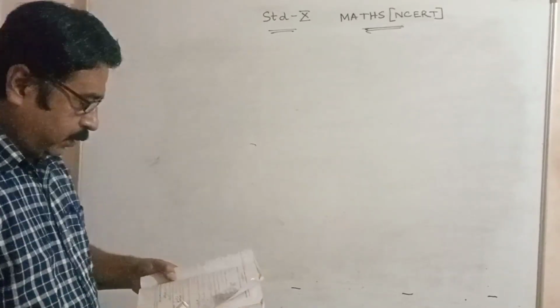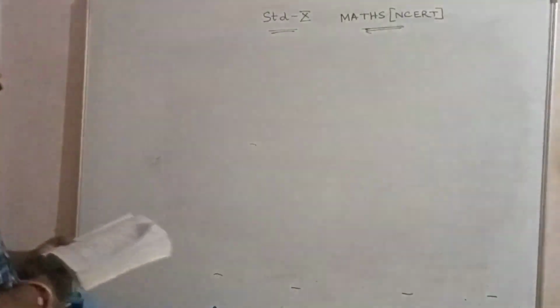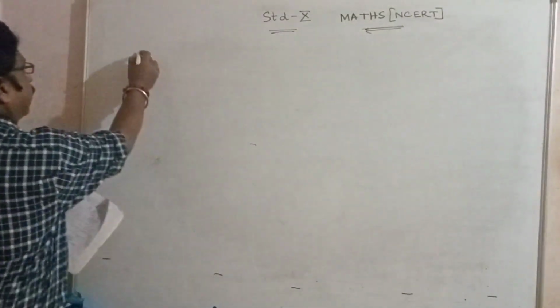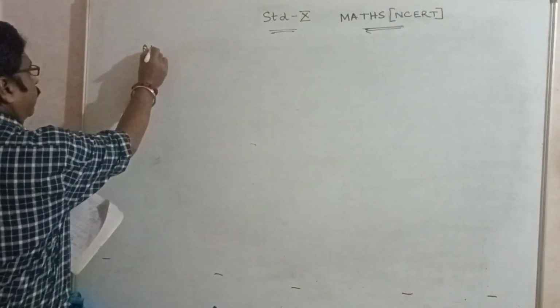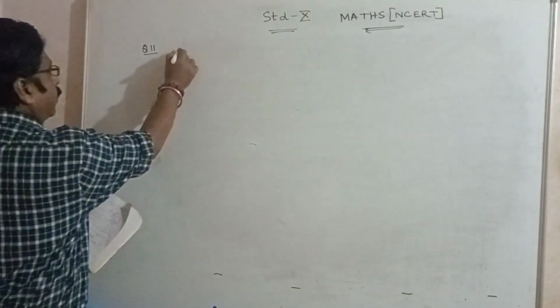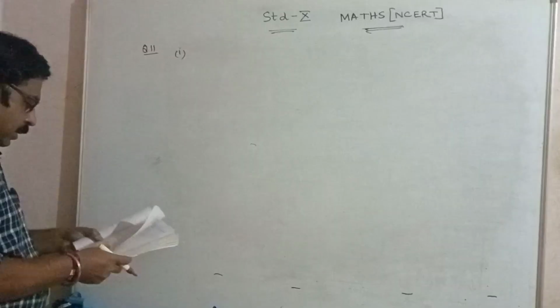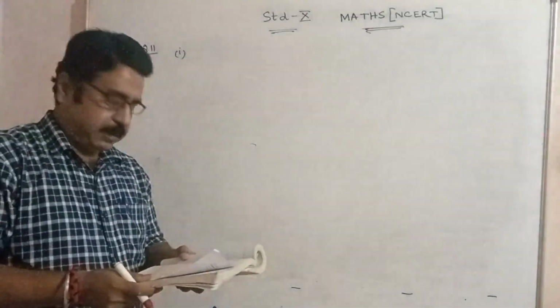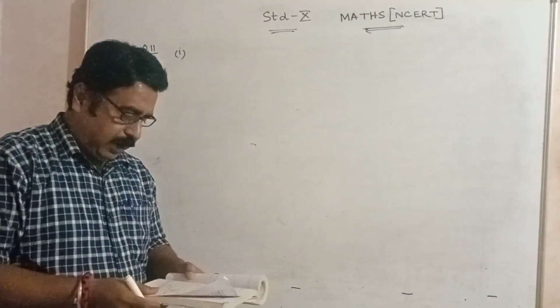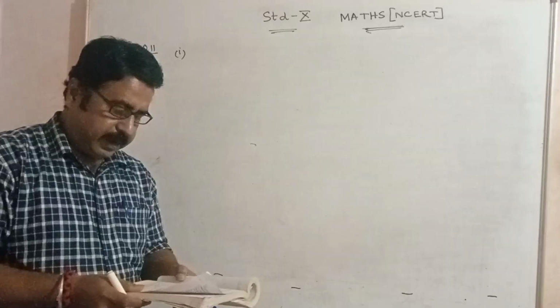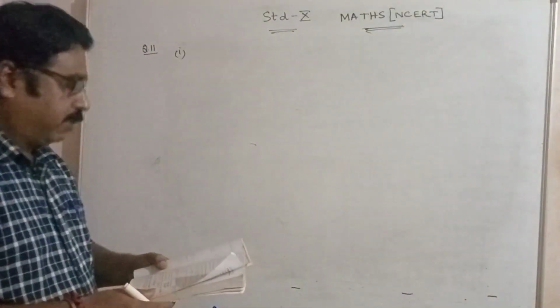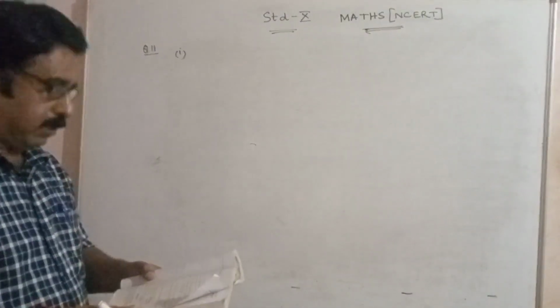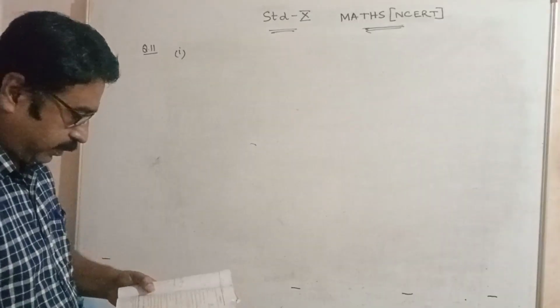Hello students, question number 11 was left, that I am starting. There are 5 questions. First question, the value of tan A is always less than 1. You have to say whether this statement is right or wrong, and you have to justify also.